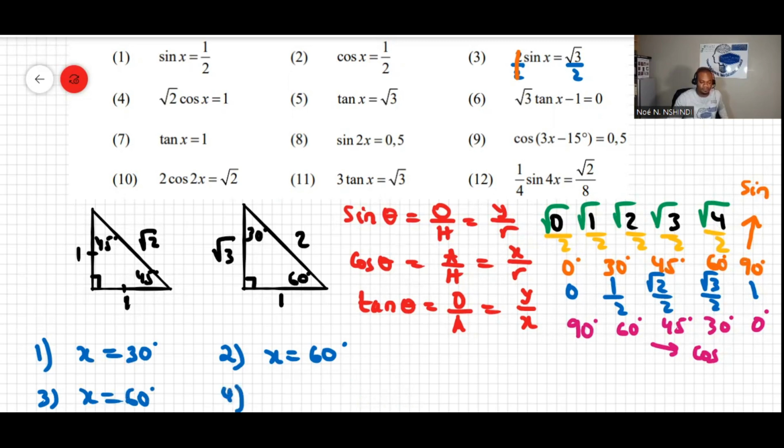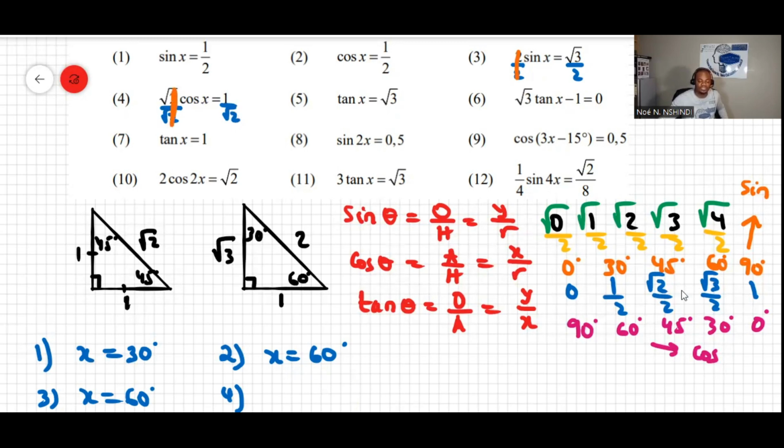Number 4, root 2 cos x equals 1. Again, we need to get rid of this root 2. We divide by root 2 there, and we divide by root 2 there also. We know that will simplify here. And then I have cos x is 1 over root 2.